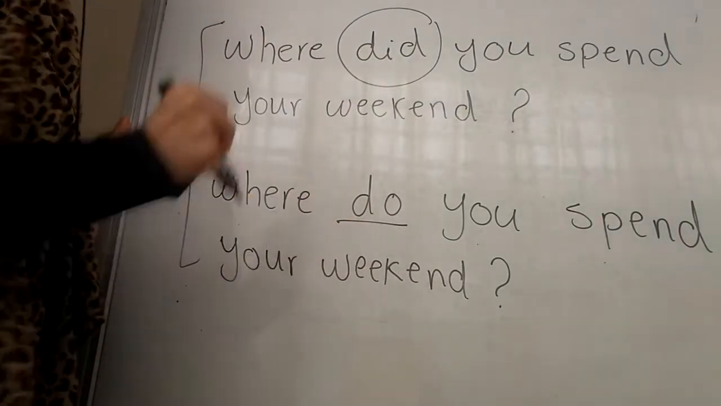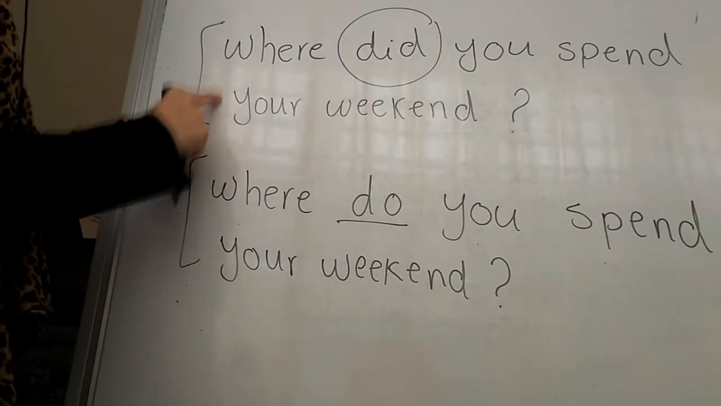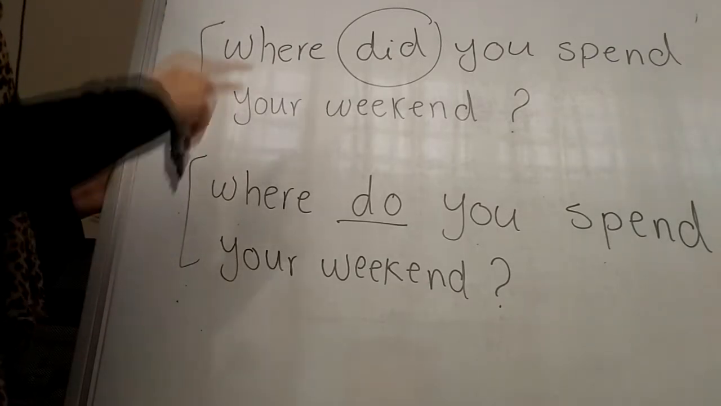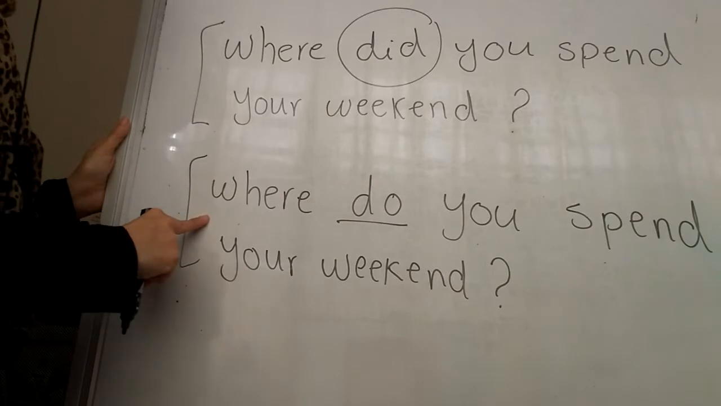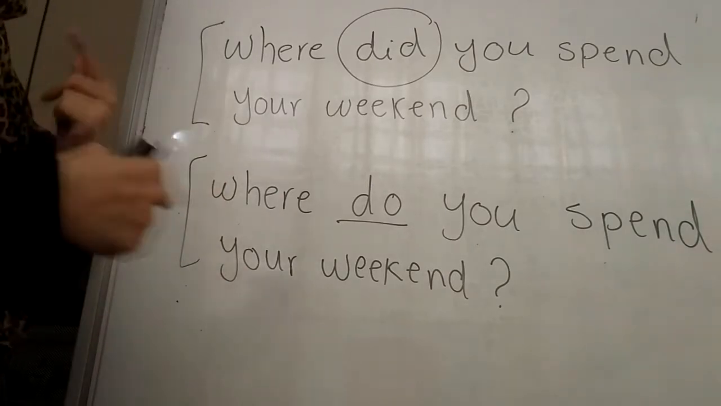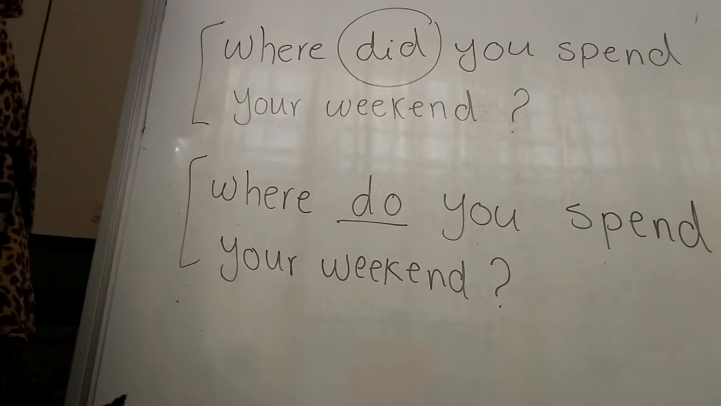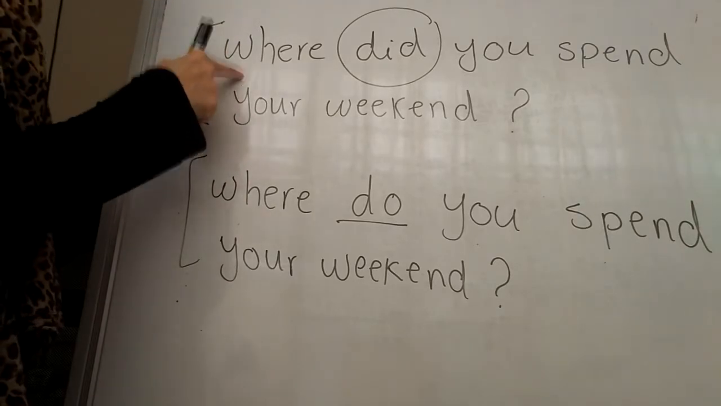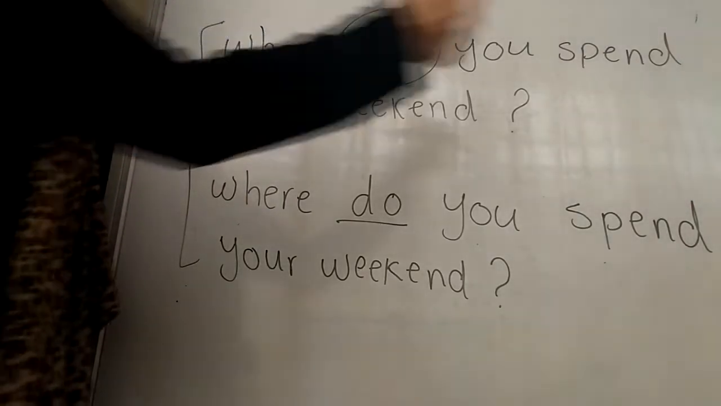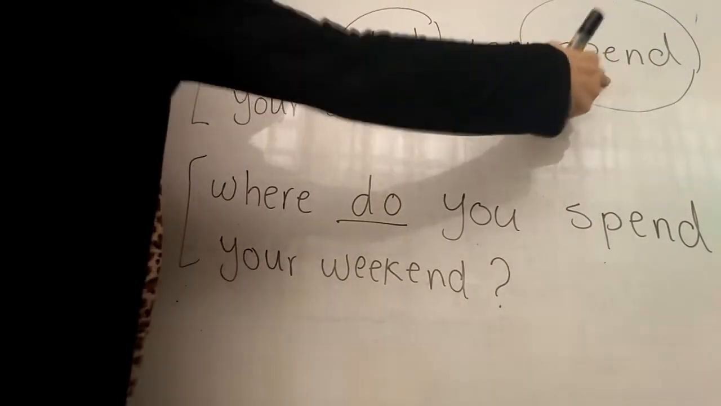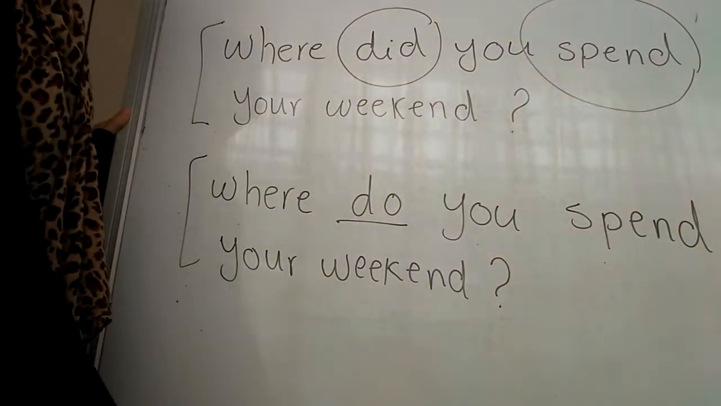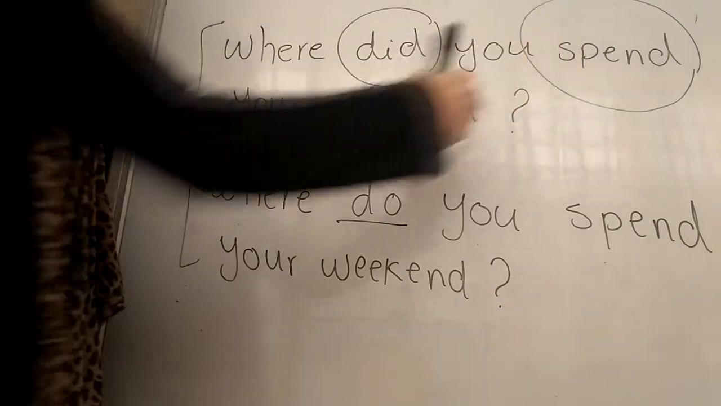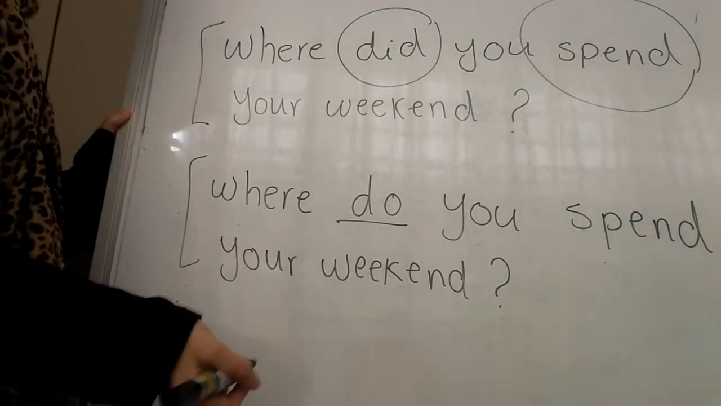What does that mean? It means that this question is asking about something that happened and finished. But in here, this question is asking about something that happens all the time. So with question number 1, because it is connected with something that happened and finished, we need to look at the verb. The verb here is "spend", so we need to change it to "spent". It will be like, "I spent my weekend at the beach."